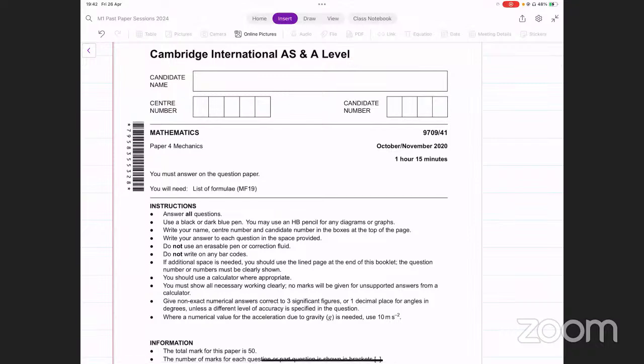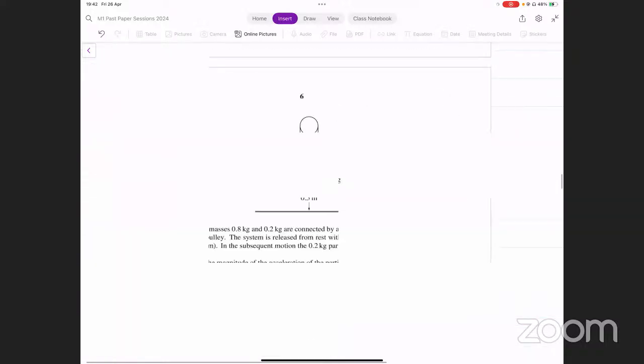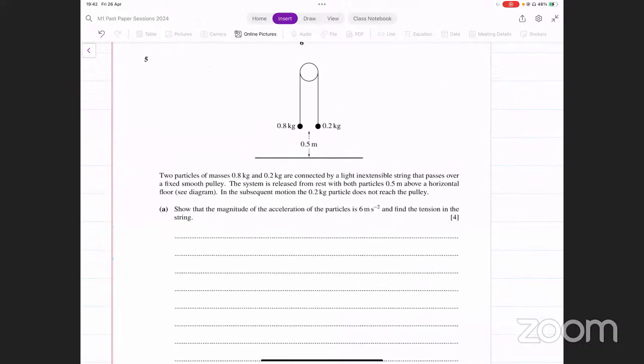November 2020, paper 4, variant 1. Okay, so this is the first question that you're asking about. It says two particles of masses 0.8 kg and 0.2 kg are connected by a light inextensible string that passes over a fixed smooth pulley. The system is released from rest, so it starts from rest. These are the masses. Both particles are 0.5 meters above a horizontal floor. You can see that in the diagram as well. And in the subsequent motion, the 0.2 kilogram particle does not reach the pulley. So they're basically saying when the 0.2 kilogram particle goes upwards, it does not reach the pulley. So we don't have to worry about this particle colliding with the pulley.